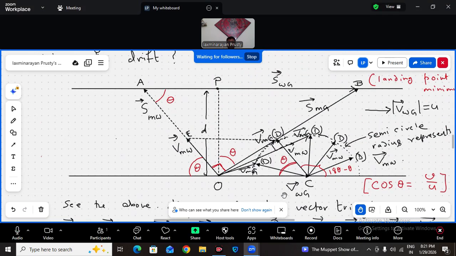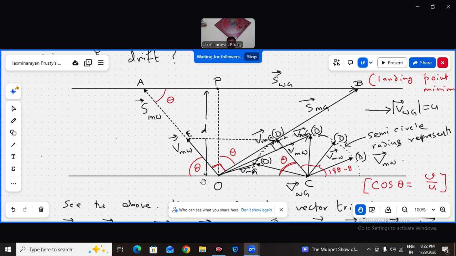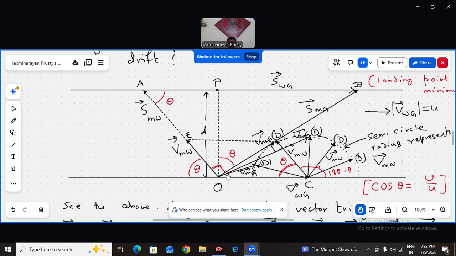If this is the case, this is OD, and I can write the same VMW here also, parallel to this. So this is VWG, this is VMW. Just construct the resultant. This will be OD, the VMG for the minimum drift. What is this angle theta? Some angle we have to find out. Since it is 90 degrees, cos theta will be the VMW magnitude by the VWG magnitude, that is V by U. So cos theta is V by U.